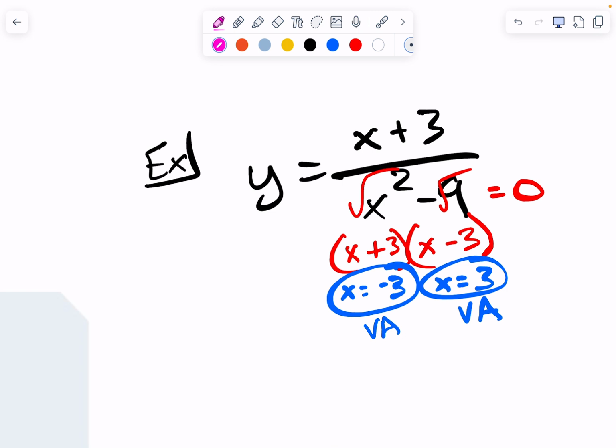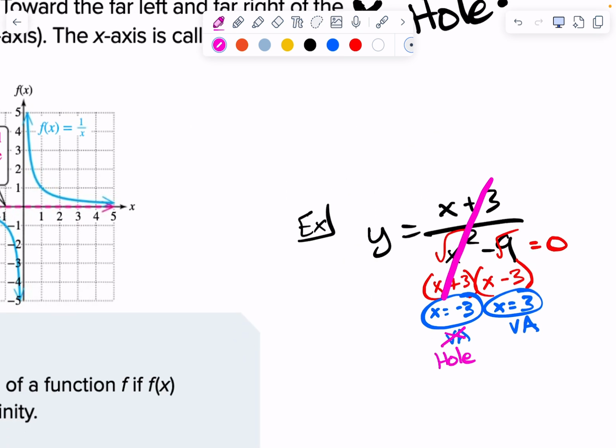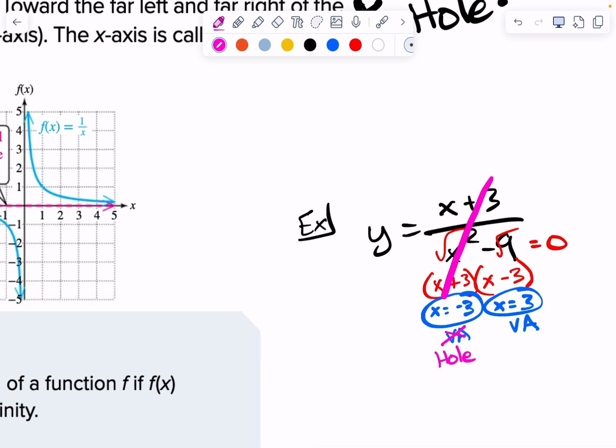which one is a hole? The left one or the right one? Right, the left one. The x plus 3 cancels. So that means this guy is not a VA, he's actually a hole. Now the confusing part, are you watching this? The confusing part is that this is x plus 3, which means x equals negative 3 is the hole. If x plus 3 cancels, negative 3 is the one that's the hole. Got it? So you have to be careful because sometimes it looks like a VA, but it's actually a hole, and you have to see which one cancels. So we do have a VA. The VA is at 3, but the hole is at negative 3.